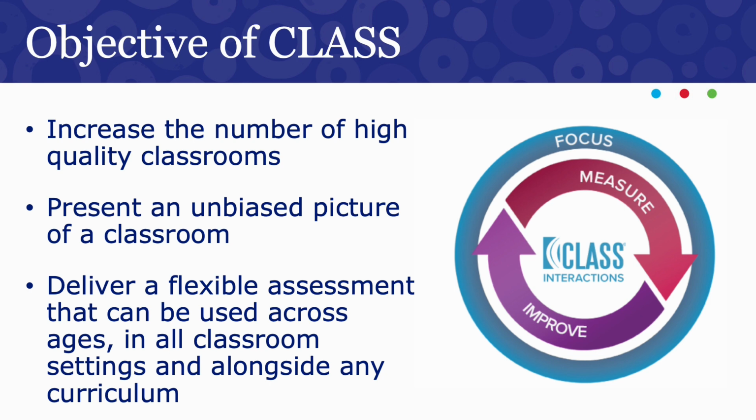The main objective of CLASS is to provide information on the quality of interactions that are occurring in a classroom. CLASS observers are trained and must be considered reliable in order to use the CLASS tool. The way we provide information on the quality of interactions that are occurring in a classroom is through observations.